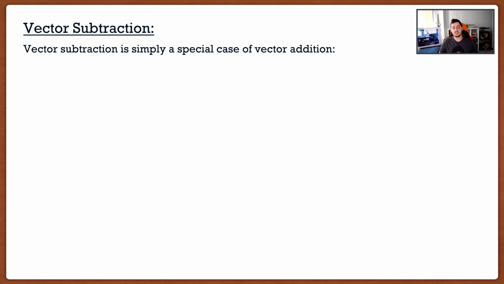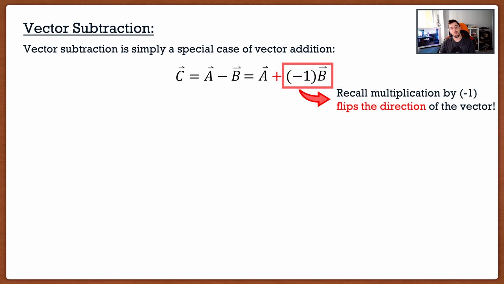Well, it's actually really simple because subtraction is a special case of addition, just like how division was a special case of multiplication. If I wanted to take vector A and subtract vector B to get my new resultant vector C, this is the exact same as going A plus -1 times vector B. Now, we covered multiplication by a scalar in the previous episode, so we already know that what -1 does is simply flip the direction of the vector. That's all it does.